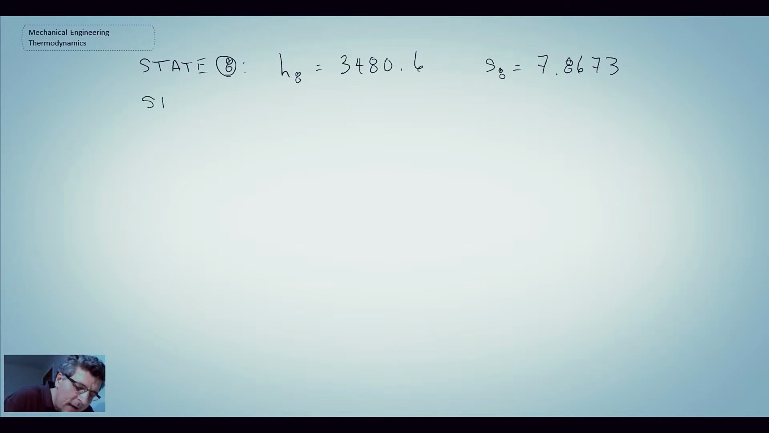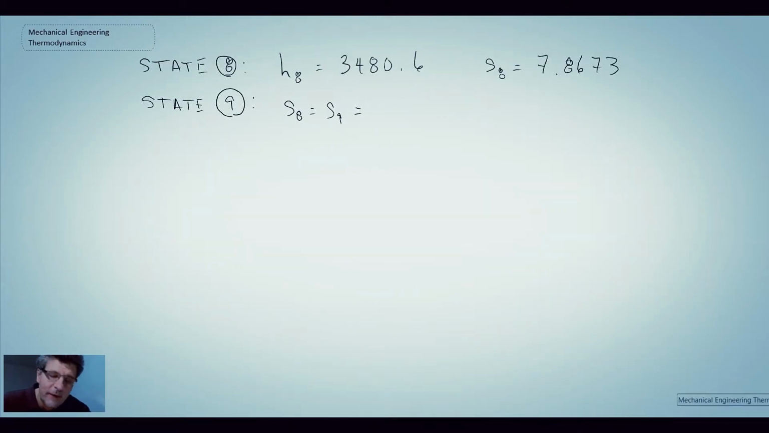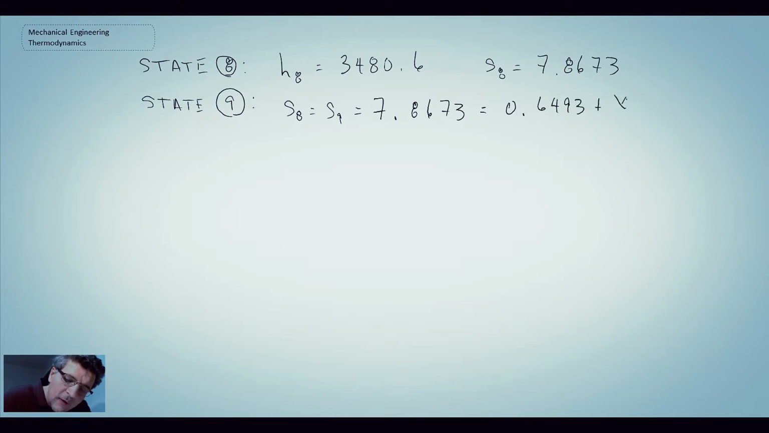And finally, state 9. What we do is we use the fact that expansion from 8 to 9 is an isentropic process. Now we know, if we go back, the pressure in our condenser is 10 kPa. So we can look in the steam tables at the value of entropy at 10 kPa. And what we find is that we're in the two-phase region at 10 kPa. So we use the equation that enables us to determine enthalpy when we're in the two-phase region, and we want to solve for X9.